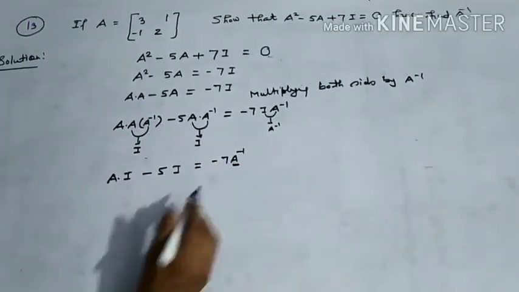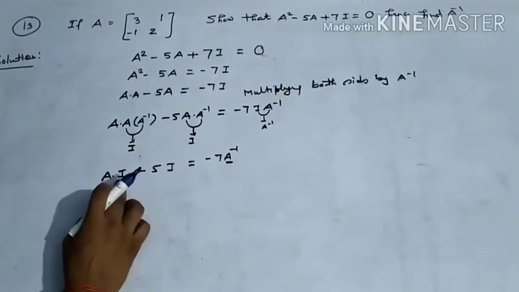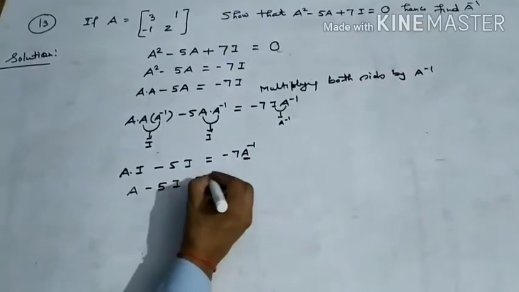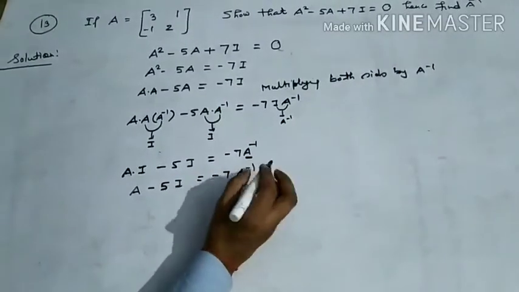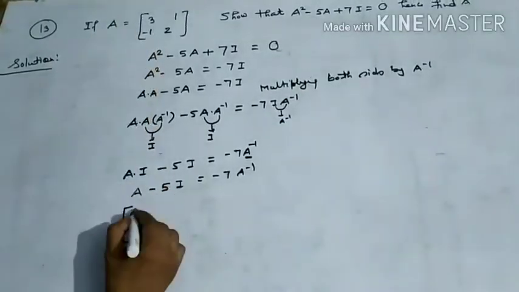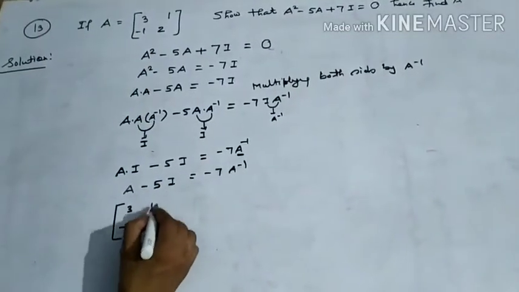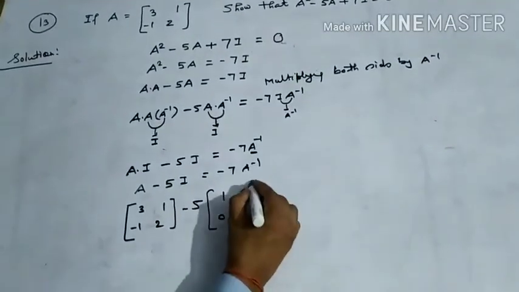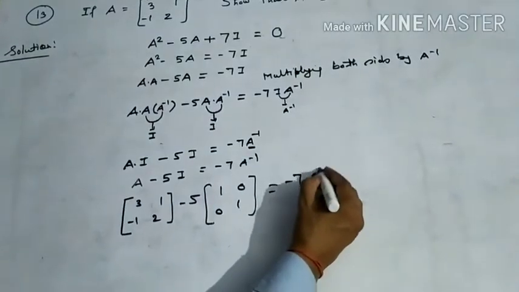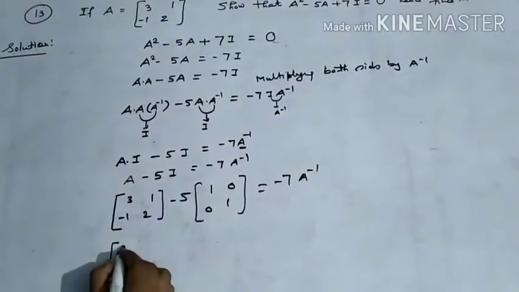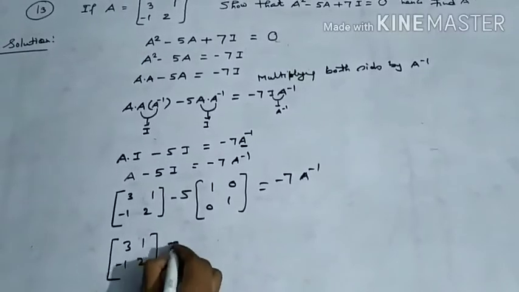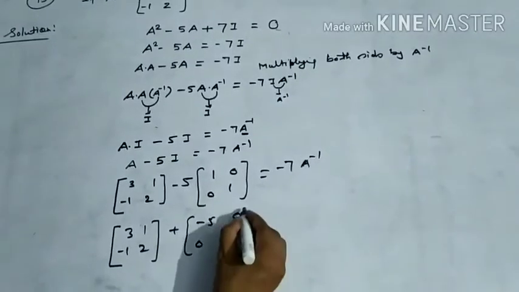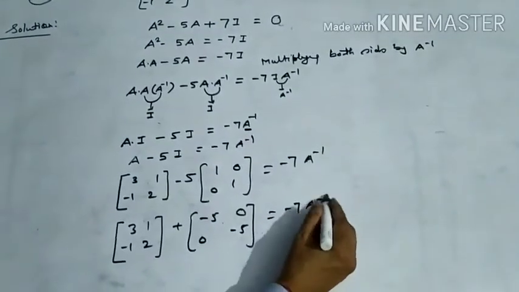We want to find out this A inverse. So A into I, again we are getting A, minus 5I, and here minus 7 A inverse. A is given as 3 1 minus 1 2, minus 5 I. I means identity matrix of order 2, means this, and here minus 7 A inverse. This is 3 1 minus 1 2 plus, you have to multiply by minus 5, so minus 5 0 0 minus 5, and here minus 7 A inverse.